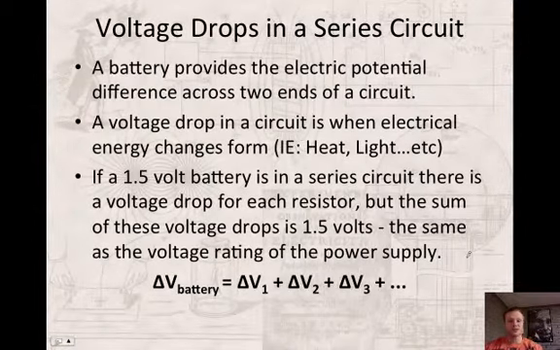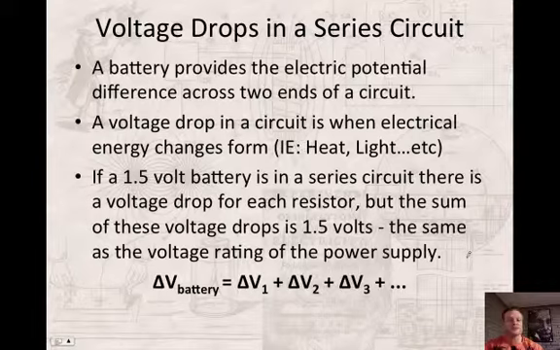There are voltage drops in a series circuit. Remember, voltage is a measure of the potential difference at a point in a circuit. A voltage drop occurs when electrical energy changes form, either into heat, light, mechanical energy, whatever the case may be.